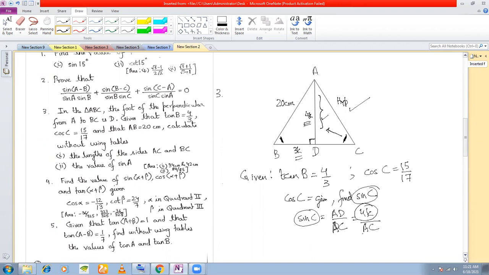Okay, this is the first part of the question. And similarly, we find out the length of BC also by using cos C. So that completes the first part. You just read the problem, and we'll finish this in the next class. I'll stop.